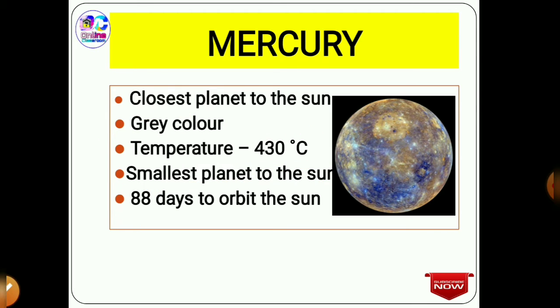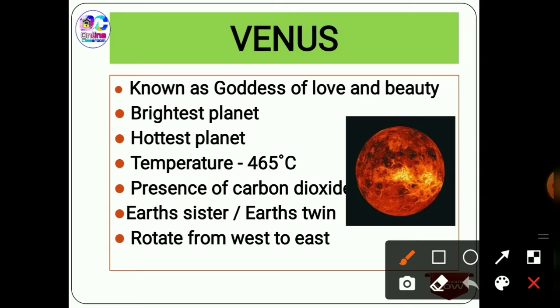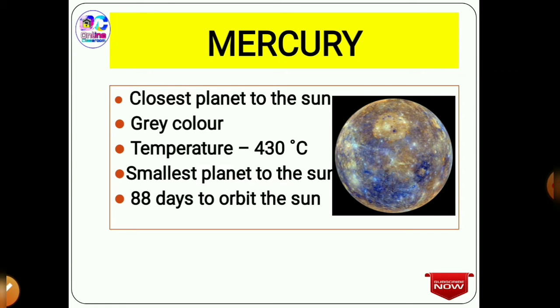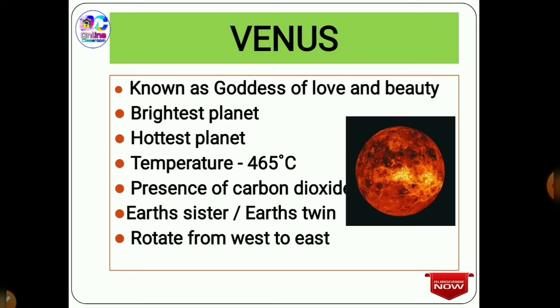The next important planet is Venus. Venus is known as the goddess of love and beauty. It is the brightest planet and the hottest planet. Now the common sense is that as Mercury is nearer to the Sun, it should be the hottest planet. But here the mechanism is slightly different. Due to the presence of carbon dioxide, Venus is considered the hottest planet with a temperature of about 465 degrees Celsius, while the temperature of Mercury is just 430 degrees Celsius. This increase to 465 is due to the presence of carbon dioxide.